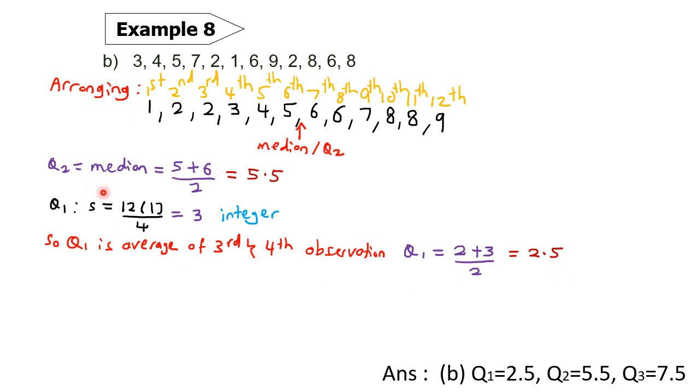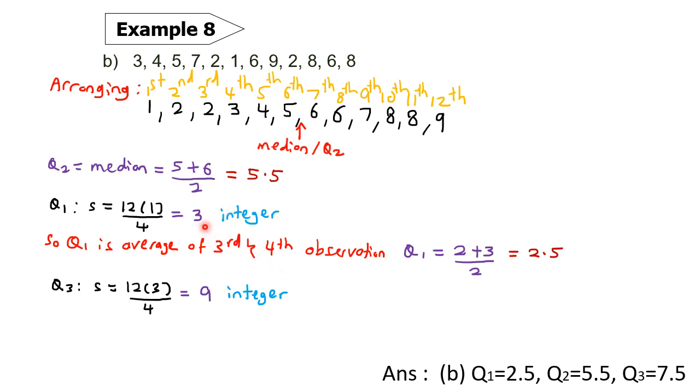Okay, let's try again. This time for the third quartile. So for the third quartile, now the value of k is 3. N is the same, right? That is 12. So this time the value of S would be 9. And similar to the first quartile, 9 also is an integer. So since it is an integer, how do you find the third quartile?